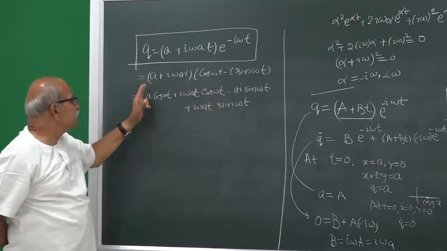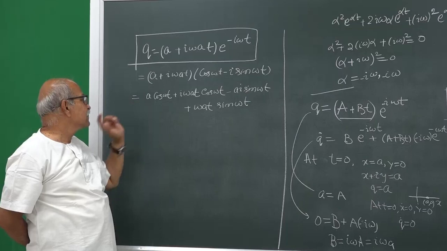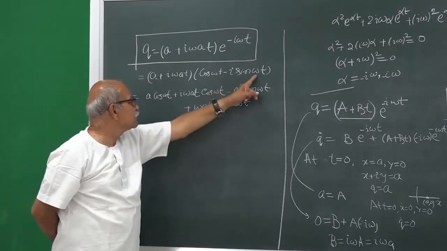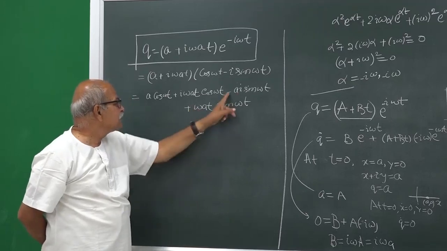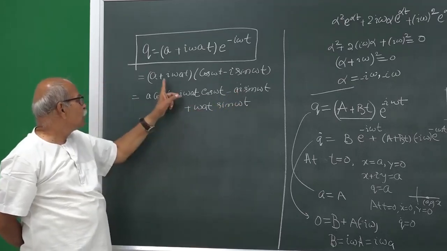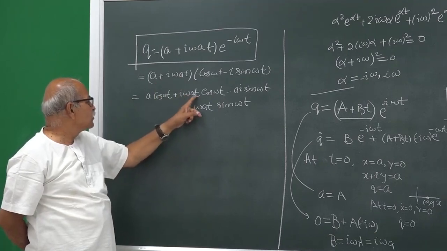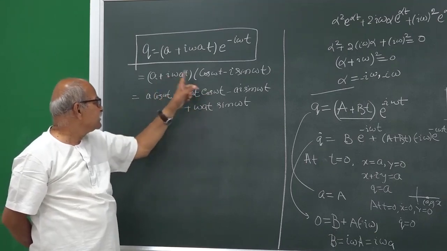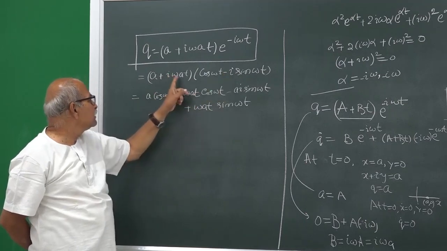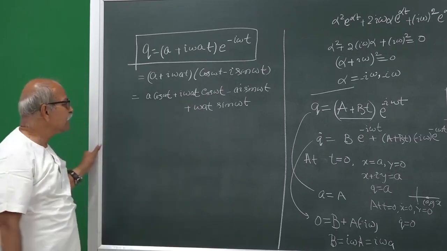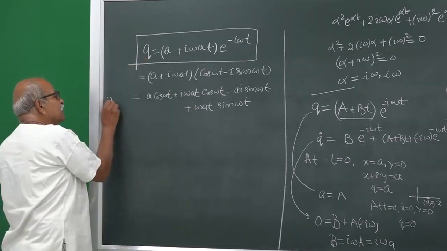Okay, let us check once again. a into cos omega t is here, then from this side a into minus i sin omega t is here, then i omega a t into cos omega t is here, and this is plus 1, so omega a t sin omega t. And this q is nothing but x plus i y.